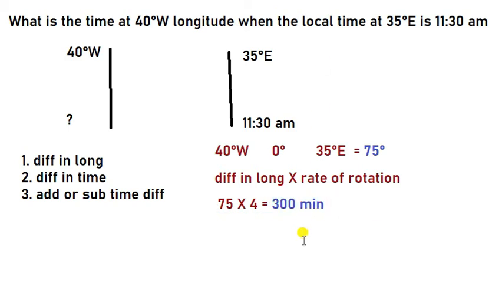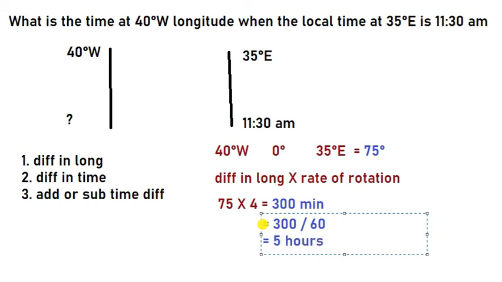So we got the difference in time. If we want, we can directly convert these minutes into hours and proceed. Here it is a multiple of 60, so we can directly convert. To convert minutes into hours, we have to divide the minutes by 60, because 1 hour is equal to 60 minutes. So when we do this, we will get 5. 5 hours is the time difference between these two given longitudes.